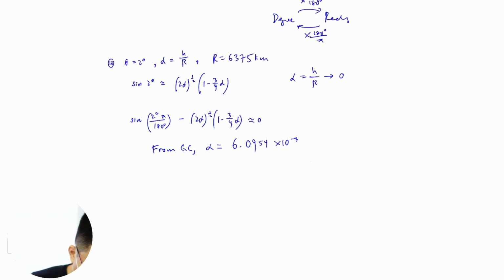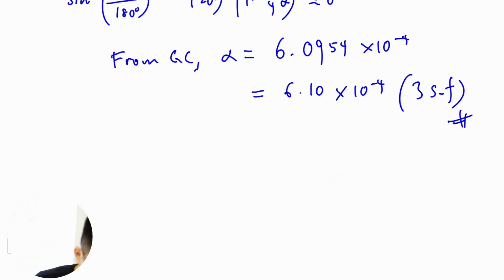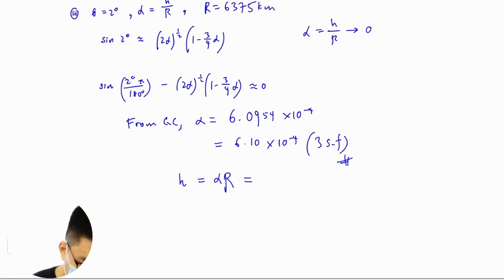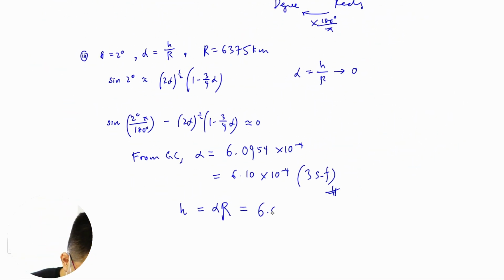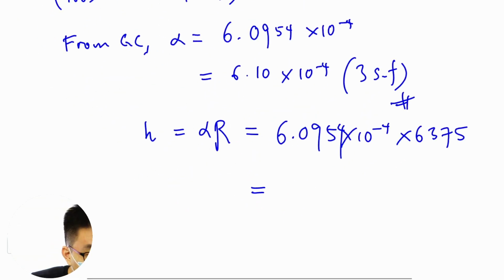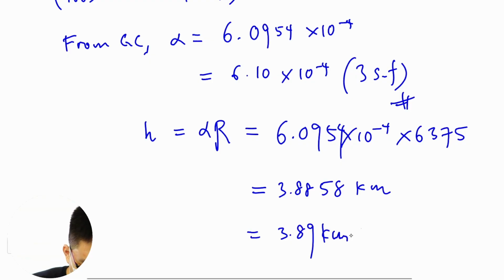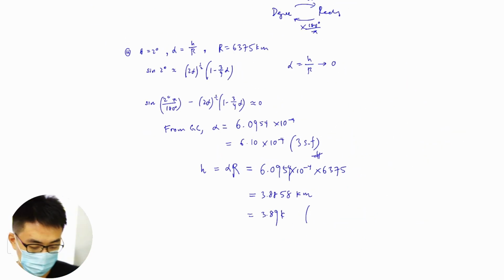Okay, so you want h, right? Height of the mountain, you just take 6.0954 times 10 to the power minus 4 times the radius, in km. This will give us 3.88. Well, that's a very tall mountain. Okay, that's about it.